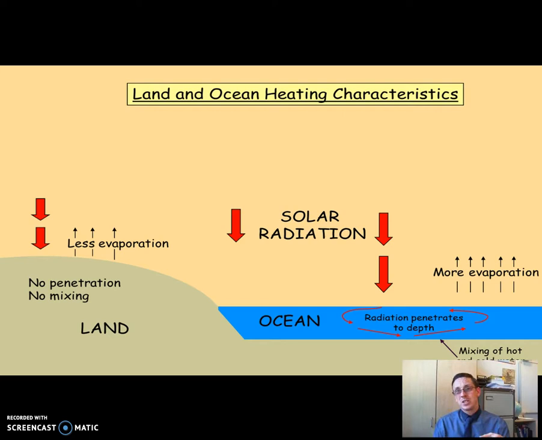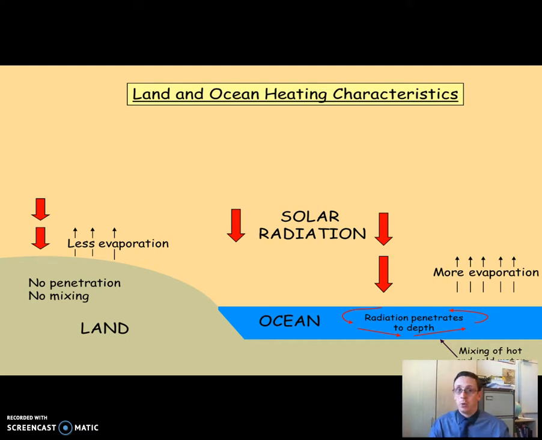Because the water's being heated differently at different depths, we get convection. Water moves, so this further moves the energy around in the water. We've also then got evaporation. Water, as it's heated, will evaporate, and that moves it away from that part of the system.